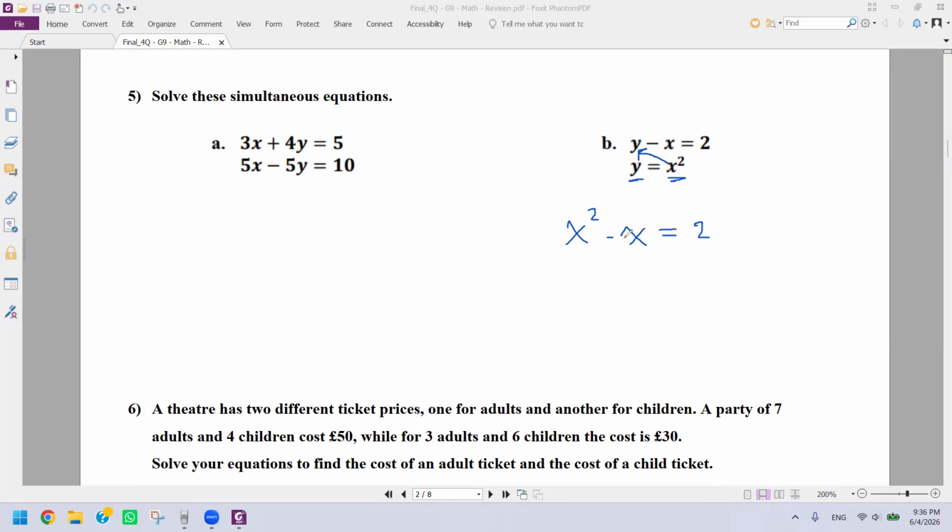Now this looks like a quadratic equation, but bring 2 to the left. x squared minus x minus 2 equals 0. So let's solve it using the calculator.